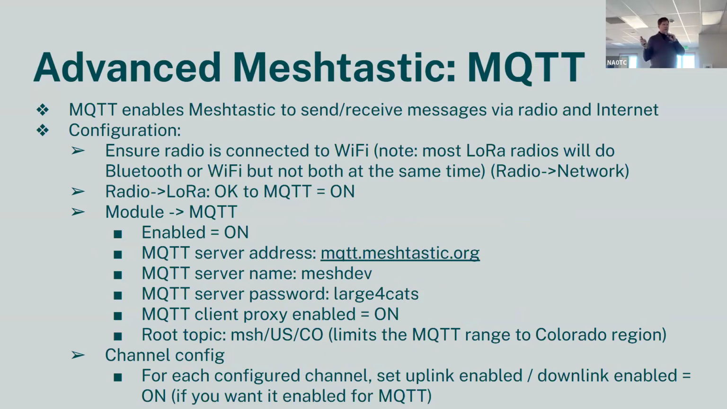Okay, MQTT, I kind of already talked about. Configuration is pretty simple. First of all, you just got to make sure you're on Wi-Fi and you're connected to the internet. You go into the radio LoRa option, and you just turn on OK to MQTT. And then there's an actual module on the left side called MQTT. Just make sure it's on. These should all already be in there as defaults, but if they're not, they're in there in case you need them. And then this is important here. This root topic, basically when it's transmitting out over the internet, limits it to Colorado. So you're not going to be going nationwide. We definitely don't want that kind of trouble, right? So yeah, that'll just limit it to Colorado.